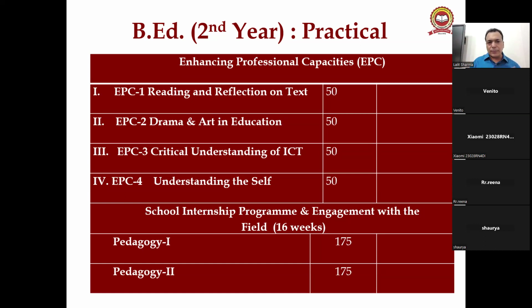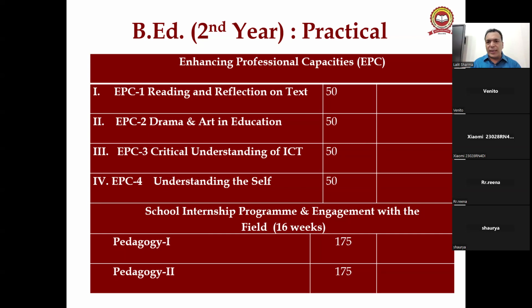So four are the EPC 1, Enhancing Professional Capacities. This is of 50 marks each. For these four files, a viva would happen: EPC 1, EPC 2, EPC 3, EPC 4. Only the viva would happen. The examiner asks from the file whatever contents you have written, and at the time of the practical, you have to learn your file.